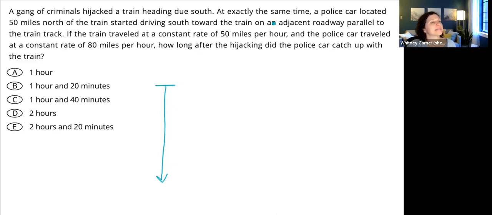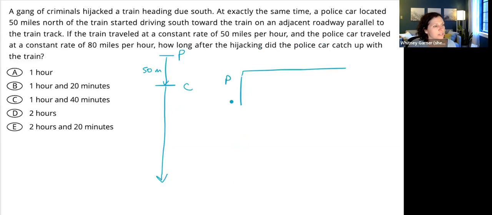And exactly at the same time, a police car. Okay, so here are my criminals, a police car, and there's 50 miles in here, started driving south at the same time, trying to catch the criminals. And we've got to figure out how long is it going to take for the police to catch this train? Okay, cool. I'm going to build a table.